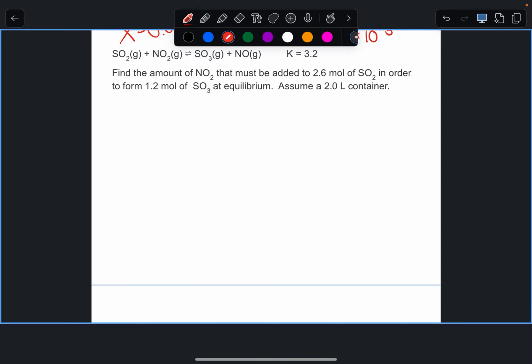And similar to the other one, this one's in moles and tells you the liter. So I'm just going to rewrite that for you. This is 1.3 molar and 0.6 molar.